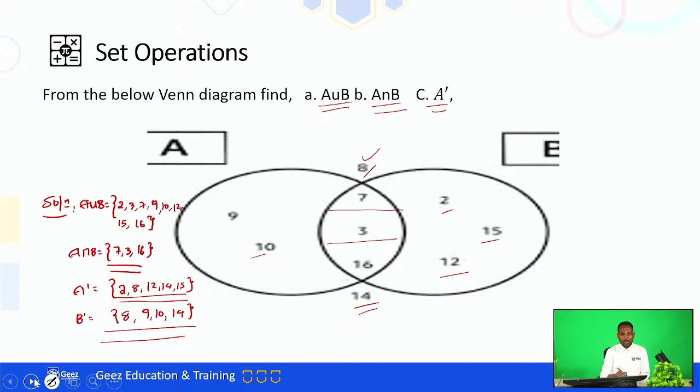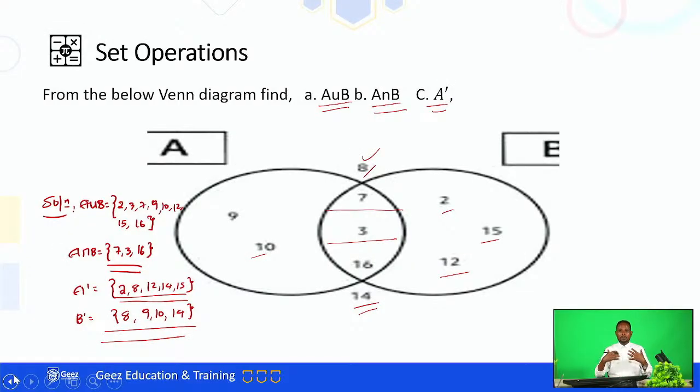Okay, I hope you got what I'm saying. All right, teacher, I have a question. Okay, do you have any question? Yeah, the numbers 8 and 14 in the diagram, do we consider them as universal set elements? Of course, yes. Okay, so thank you very much. Can you tell me your name, please? My name is Haben. All right, Haben, nice to meet you.